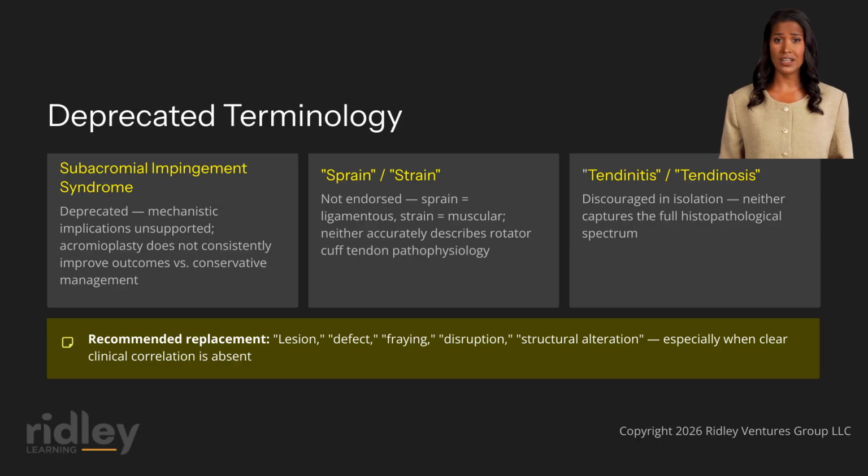The terms sprain and strain aren't endorsed by either guideline for rotator cuff pathology, since sprain traditionally refers to ligamentous injury and strain refers to muscle injury, and neither accurately describes the pathophysiology of rotator cuff tendon disorders. Similarly, tendinitis, which implies inflammation, and tendinosis, which implies degeneration, are discouraged in isolation because they don't capture the full spectrum of histopathological changes. The JOSPT guideline recommends adopting more precise and less value-laden terminology when describing imaging findings such as lesion, defect, fraying, disruption, or structural alteration, particularly when there's no clear clinical correlation.